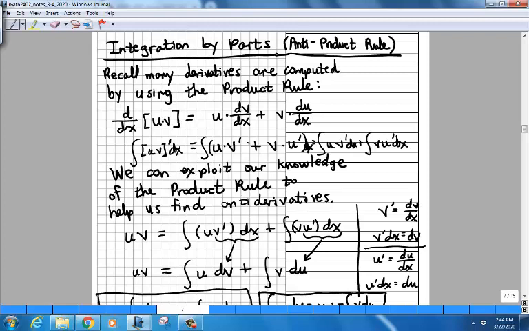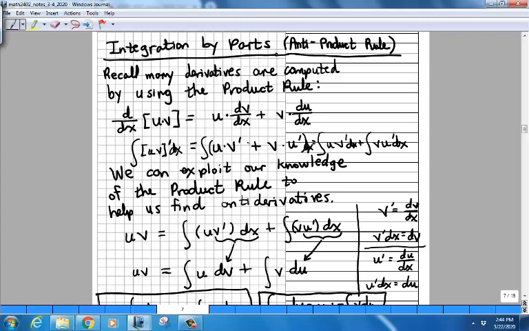Let's take these two integrals. I'm going to rewrite them down here, but it's easy to integrate the left-hand side of this equation, because you're just taking the antiderivative of a derivative. So the antiderivative of the derivative uv prime is just going to be uv. You're just going to undo the differentiation on the left-hand side. So when you integrate uv prime, you just get uv, correct?